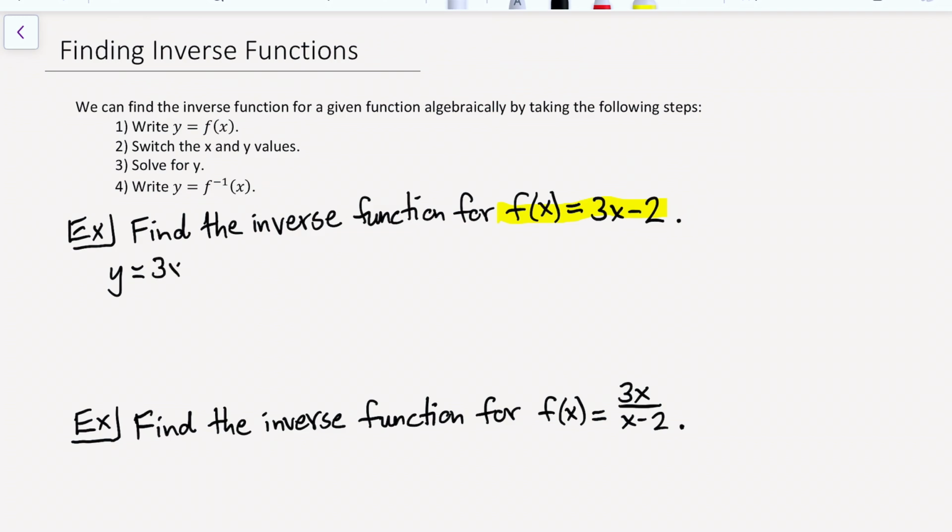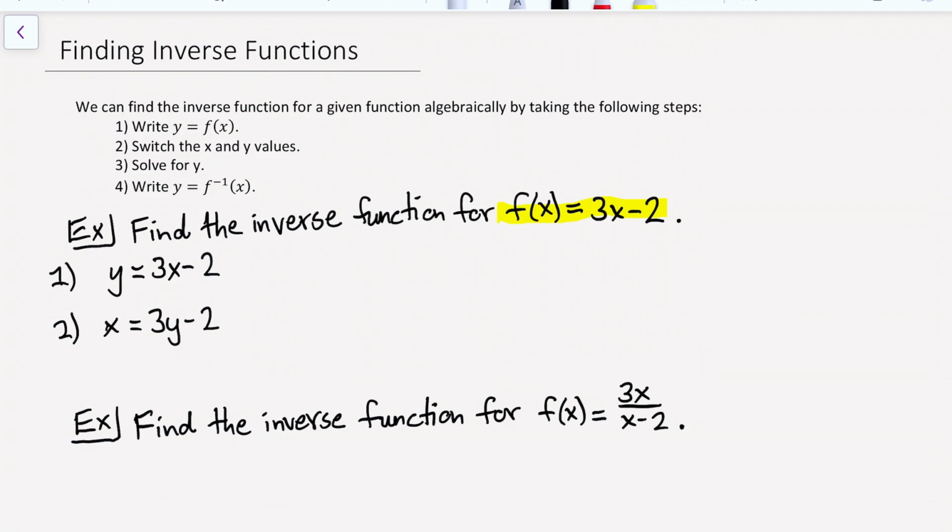First, I can write this in terms of x and y. So the original function is y equals 3x minus 2. Then I can switch the x and y values. That's what the inverse function does. If the original function maps an x value to a specific y value, the inverse function is supposed to perform the opposite action. So let's reverse or flip the x and y values here. X equals 3y minus 2.